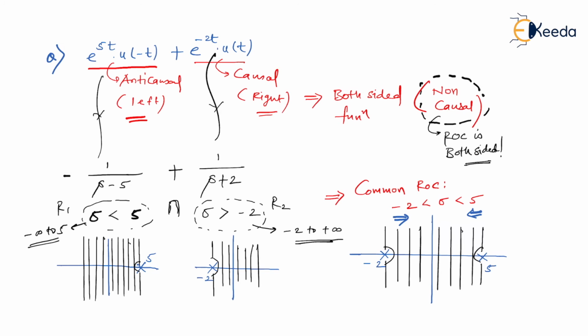And please remember that whenever you have multiple functions together and you have individual ROCs, you have to take a common ROC. You must get a common ROC, because if you don't get a common ROC, it means the Laplace transform for the given function does not exist. I hope you got my point. If you have a common area, then only you will have a common ROC. Only if you have a common ROC can I say that the F of s you have obtained is the correct, or valid, F of s. So the validity of F of s comes along with the valid ROC.